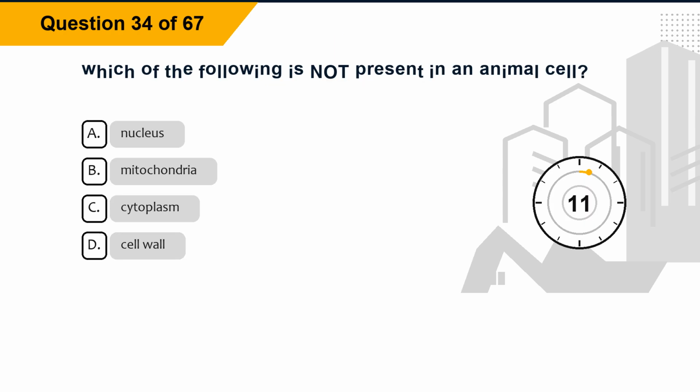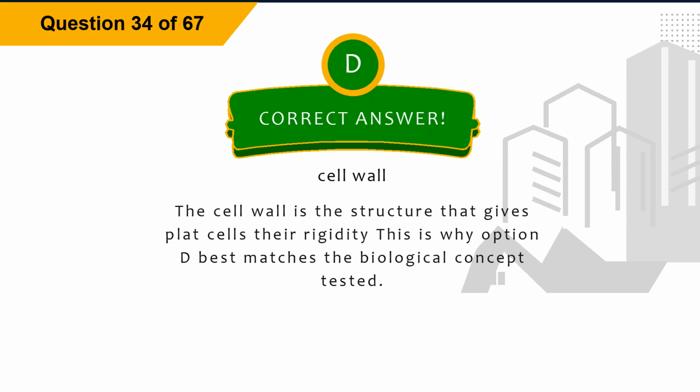Question 34. Which of the following is not present in an animal cell? Option A, nucleus. Option B, mitochondria. Option C, cytoplasm. Option D, cell wall. The correct answer is option D, cell wall. Explanation. The cell wall is the structure that gives plant cells their rigidity. This is why option D best matches the biological concept tested.